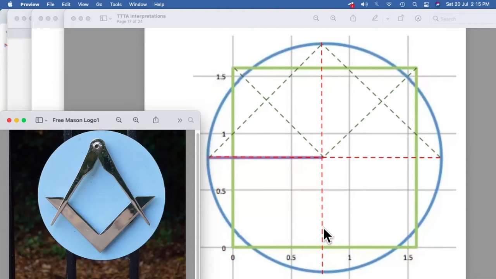This method is also called squaring the circle. Squaring the circle is a very important concept which needs to be studied in detail. So by doing this, we have put across the logo on the squaring of the circle.